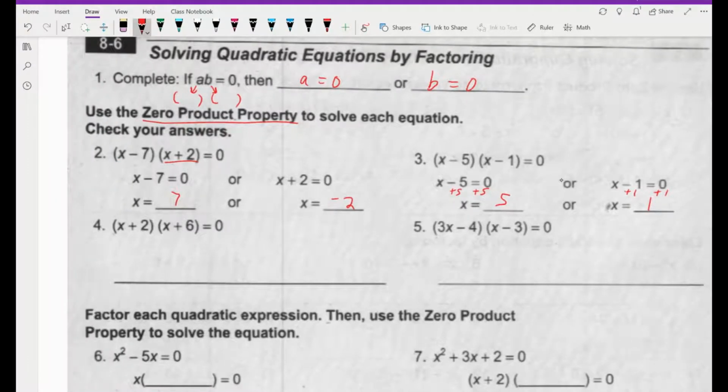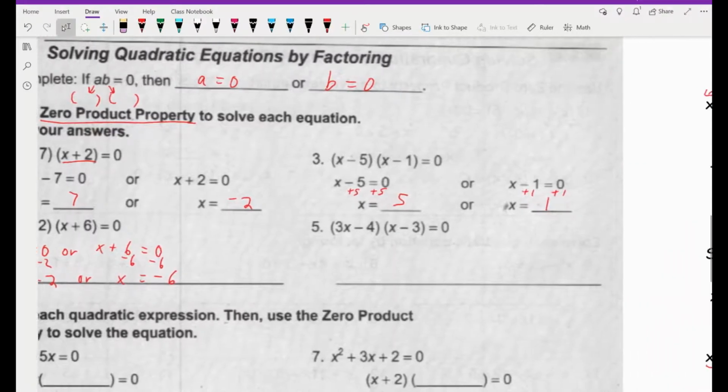For number 4, x plus 2 times x plus 6 equals 0. We say x plus 2 equals 0, or x plus 6 is equal to 0. We solve for x by subtracting 2 from both sides, and we get x is equal to minus 2 as one solution. Or we can subtract 6 from both sides, and we get x equals negative 6. And those are our two solutions, x equals negative 2 or x equals negative 6.